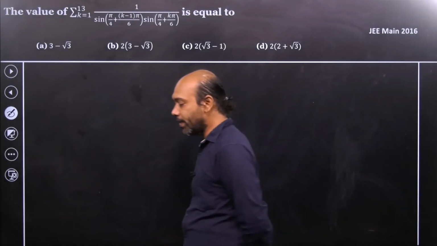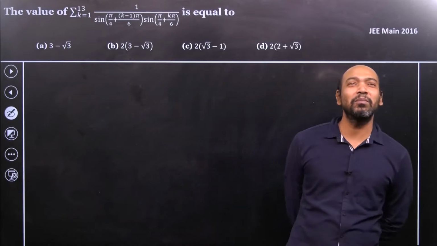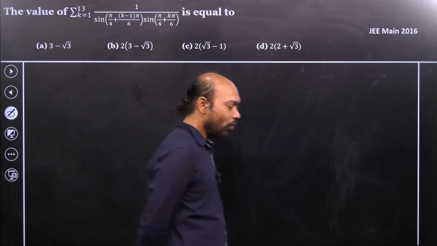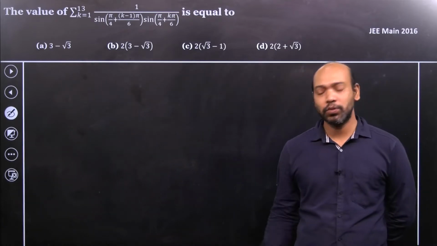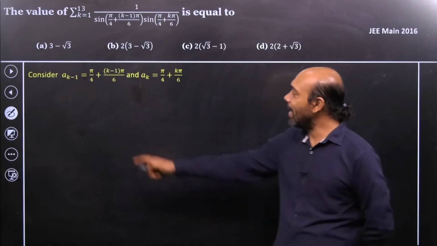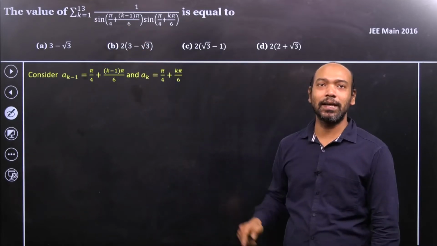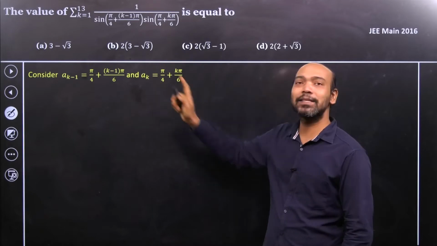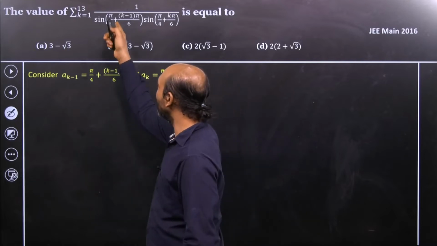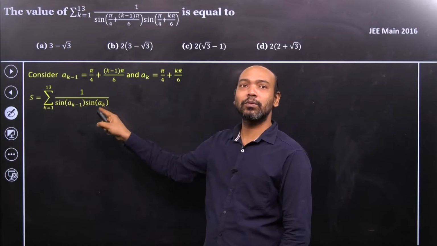Hi all. In this particular problem we are required to find this sum, and this problem is a little bigger, because everything is there. To solve it we considered a few things. First, we consider a(k-1) equal to whatever is inside, and the next step depends on k, so I consider ak, that is pi by 4 plus k pi by 6. That's it. Therefore the given summation now reduces to sine of a(k-1) and sine of ak.